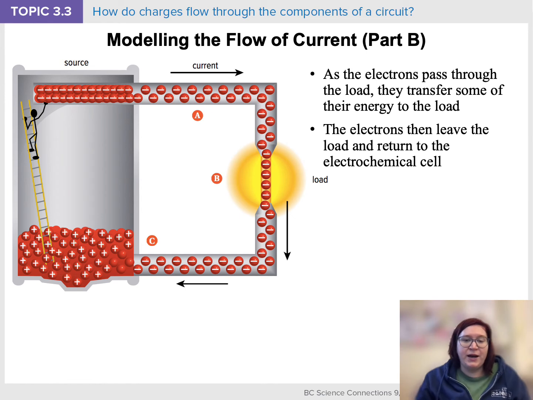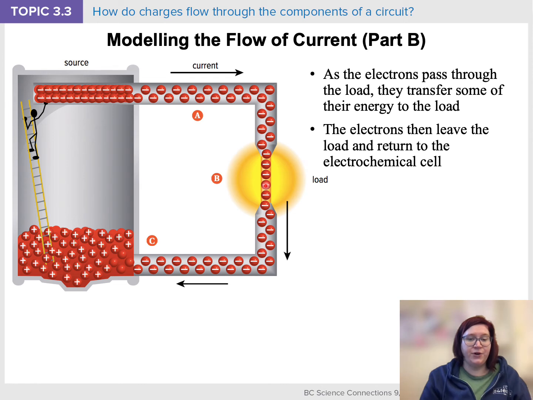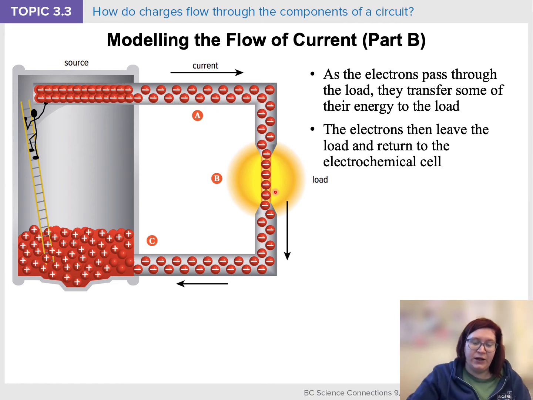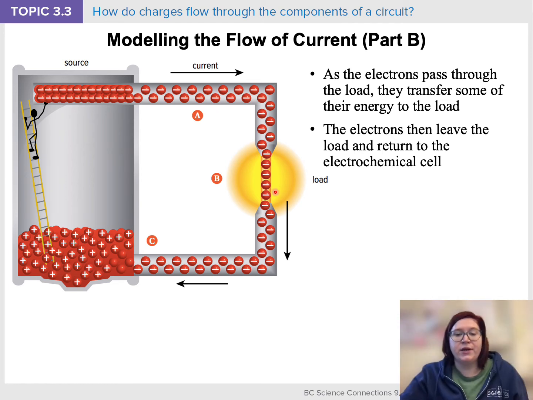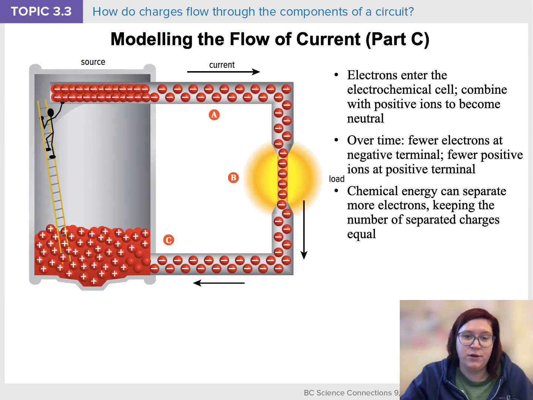As the electrons pass through the load, which in this case is a light bulb at B right here, they transfer some of their energy to the load. So electrical energy here is being converted into light energy in our light bulb. And you can see that there's resistance happening because the filament is thinner than the wire. So the electrons then leave the load and return to the electrochemical cell or the source.